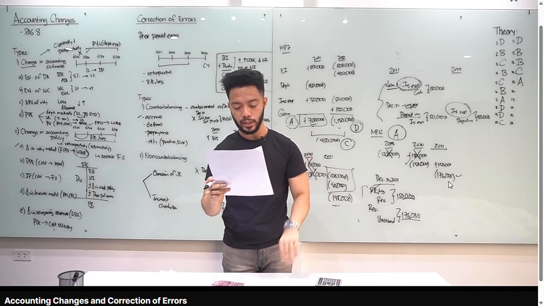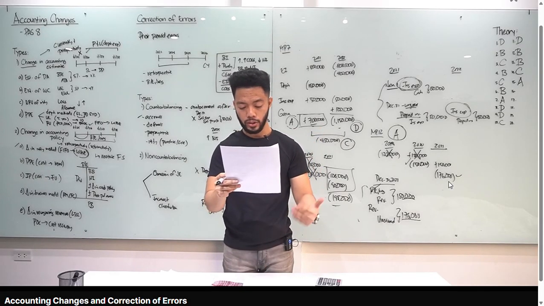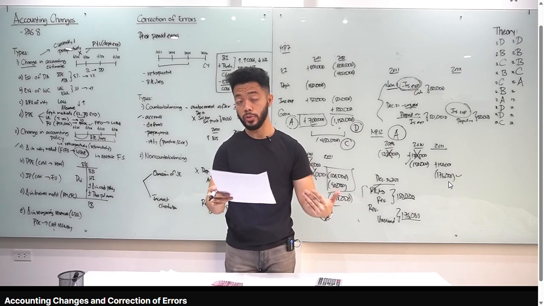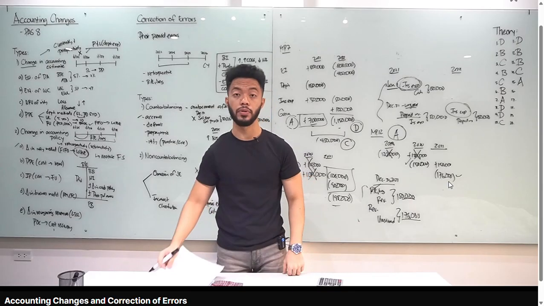Yung letter B, letter C, letter D, change in estimated useful life, straight line to double declining, scrapping of asset, so ito, change in estimates naman yan. Okay? Especially yung B and C, change in accounting estimates yan. Yung A, ito yung prior period adjustment.